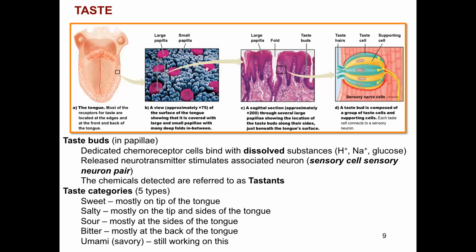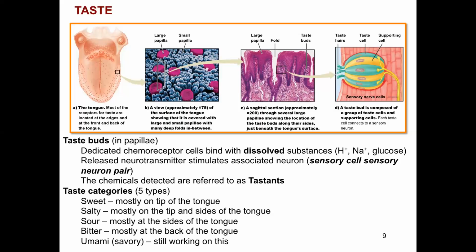But classically, when we think of where is sweet, and this is what you need to know for lab, it's mostly on the tip of the tongue, salty, the tip and the sides, sour on the sides, but in a different place than salty. Bitter, mostly at the back. And a lot of medicines have that bitter flavor because they have that molecule in there that stimulates those cells.